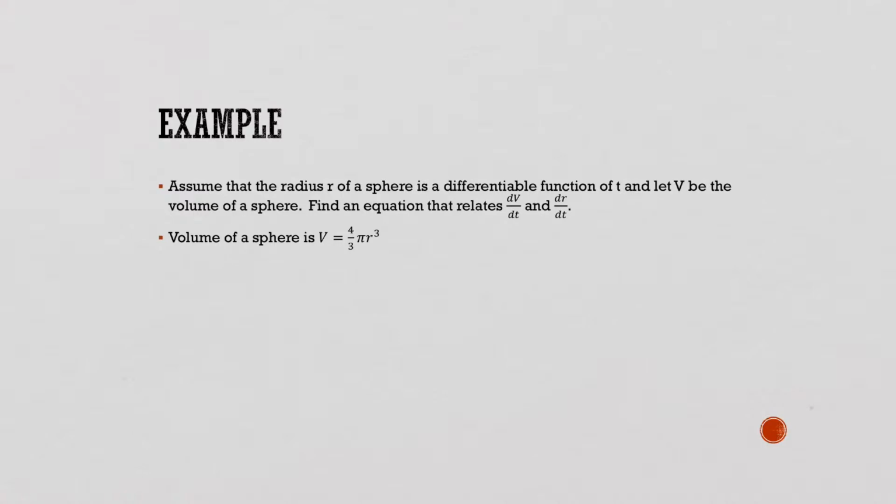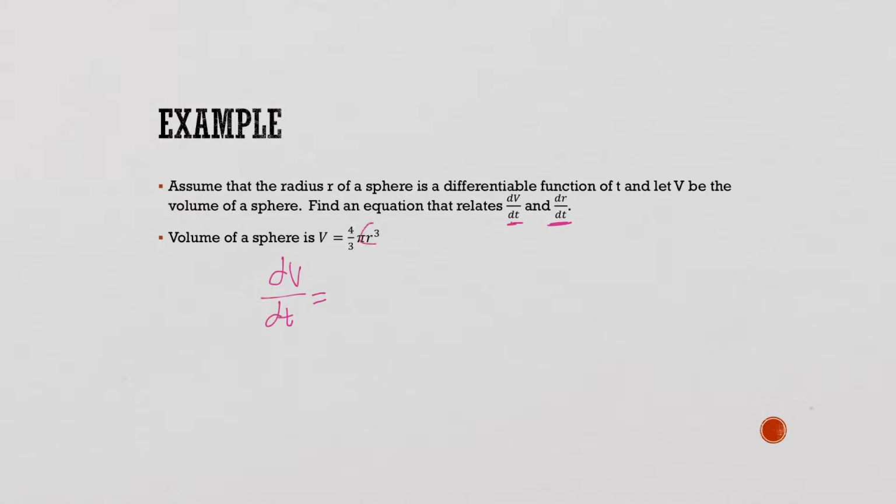So first example, assume that the radius r of a sphere is a differentiable function of t, and let v be the volume of a sphere. Find an equation that relates dv/dt and dr/dt. So really all we're trying to do is find v prime. But we need to find the derivative of v with respect to time and the derivative of r with respect to time. So the derivative of v is dv/dt.